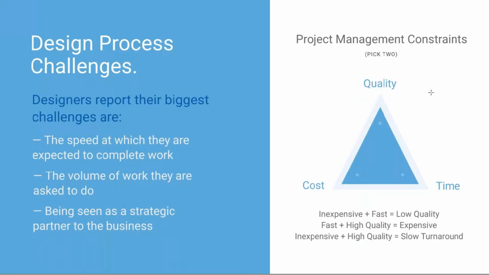And as you can see on the right here, with the current workflow the way it is, this is typically what you kind of have to choose between. So you're kind of sacrificing one by choosing two. For example, if you want to have an inexpensive and fast creative design, it's typically going to be low quality. And also if you're going to have an inexpensive but high quality design, it's probably going to be a slow turnaround. So that's kind of the biggest problem for designers these days.